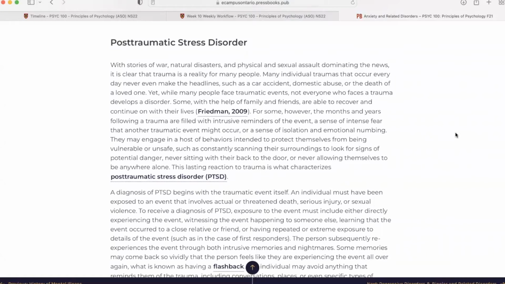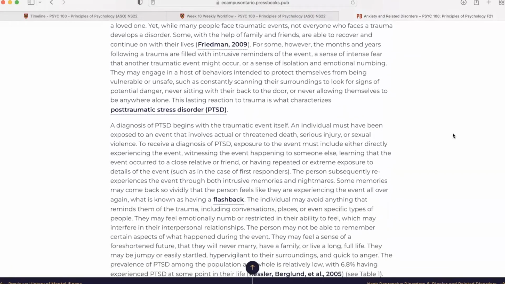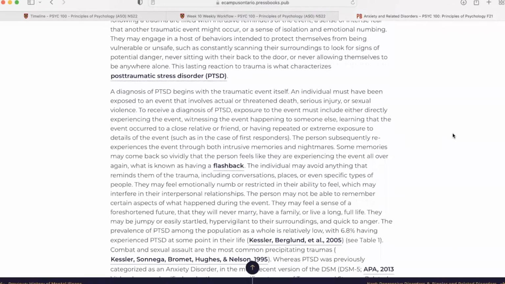For some, however, the months and years following a trauma are filled with intrusive reminders of the event, a sense of intense fear that another traumatic event might occur, or a sense of isolation and emotional numbing. They may engage in a host of behaviors intended to protect themselves from being vulnerable or unsafe, such as constantly scanning their surroundings to look for signs of potential danger, never sitting with their back to the door, or never allowing themselves to be anywhere alone. This lasting reaction to trauma is what characterizes post-traumatic stress disorder.